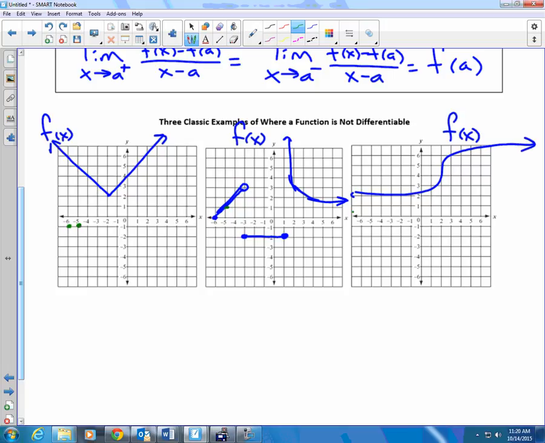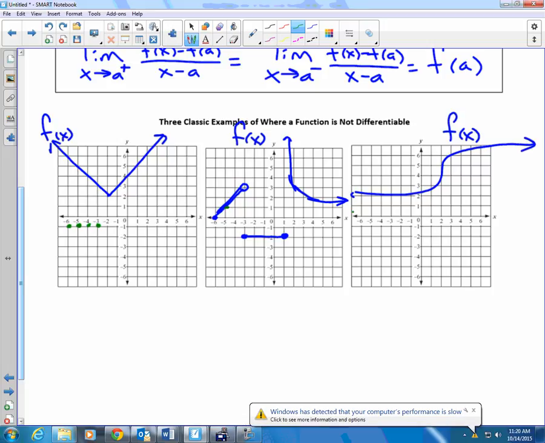Derivative at -4. Derivative at -3. It becomes more challenging at -2. That's where we employ this idea about looking at the derivative from the left and the derivative from the right. Look at the point -2. What's the derivative from the left? What's the derivative from the right? Those are not the same, are they? So therefore, the function is not differentiable at that point.